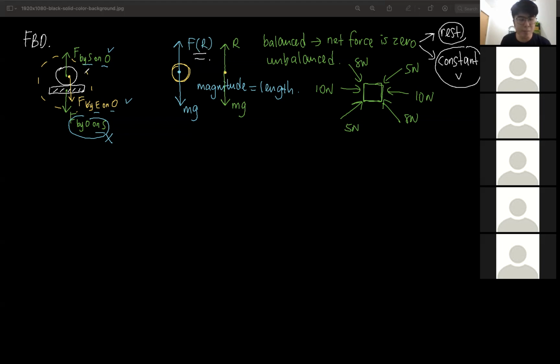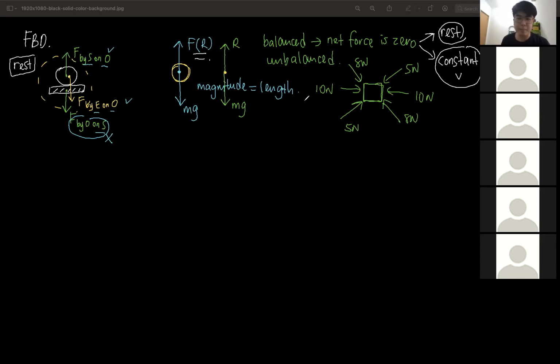So in this case, is it moving or at rest? This one is at rest. Okay, at rest. So how does it look if it's moving? If it's moving, maybe it's moving down at a constant velocity. That one can be balanced also. Okay, so back to this one.